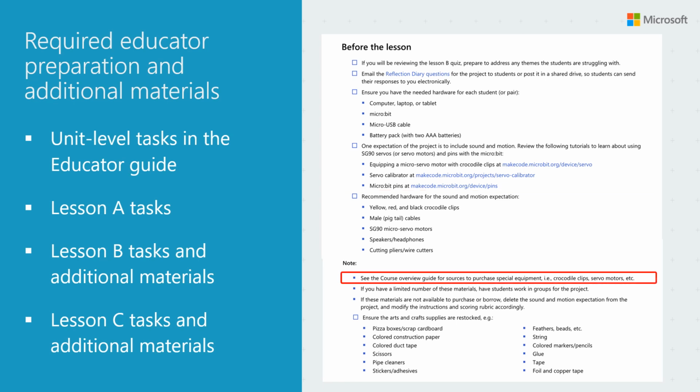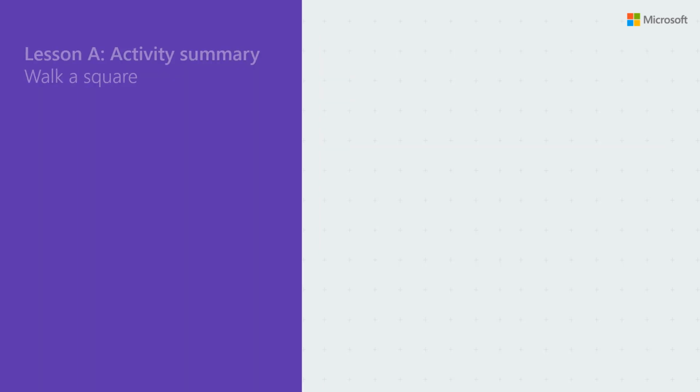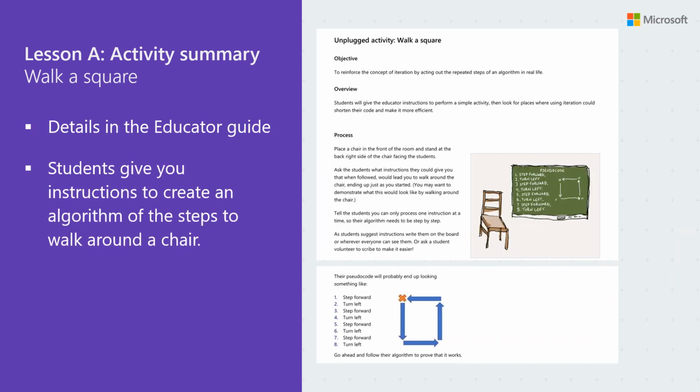Now, Lesson C is going to involve incorporating sound and motion in the project. So there are going to be some extra steps and materials needed in addition to the usual prep. So you would review the tutorials for connecting a servo motor to the microbit. The additional materials are listed, and purchasing suggestions are in the course overview guide. Again, if you have a limited number of these materials, you could just have students work in groups on the project, or if you don't have them, you can always adjust the instructions and the project scoring rubric to remove the sound and the motion expectation.